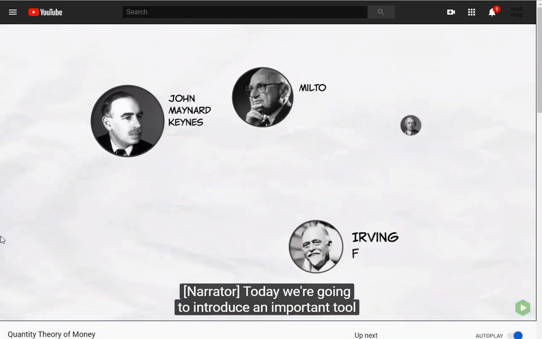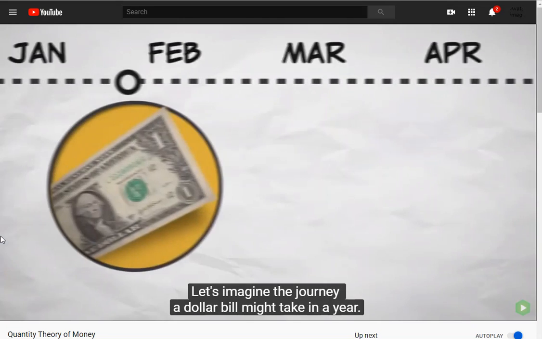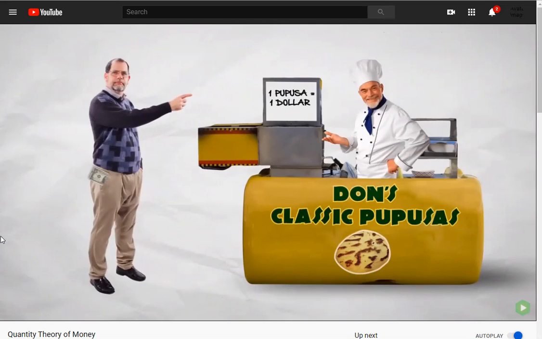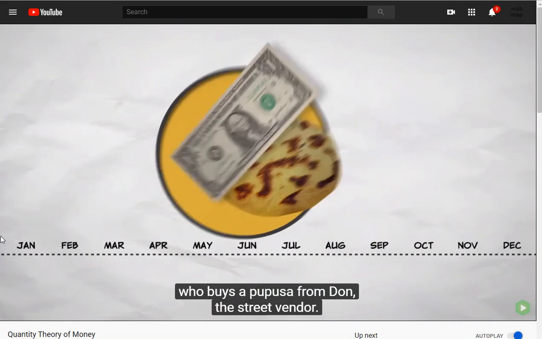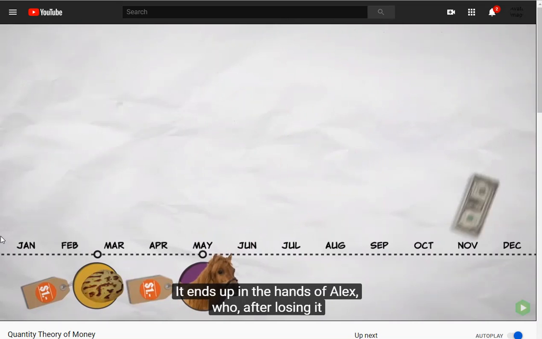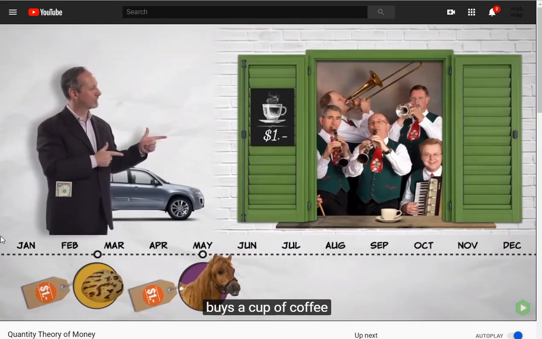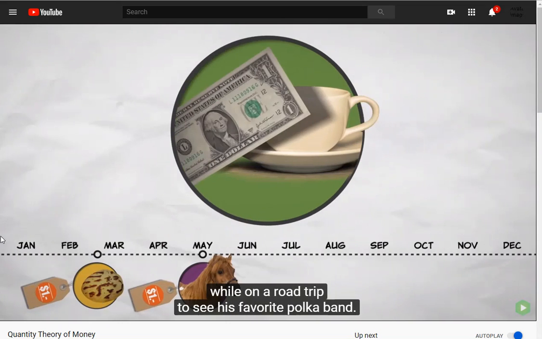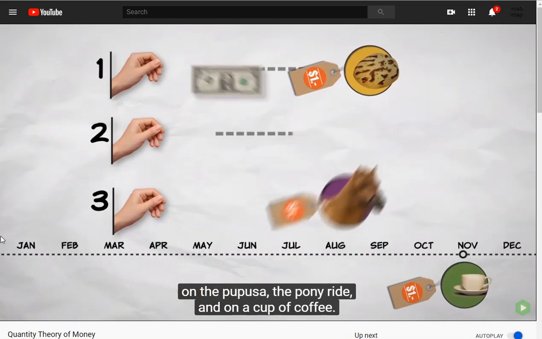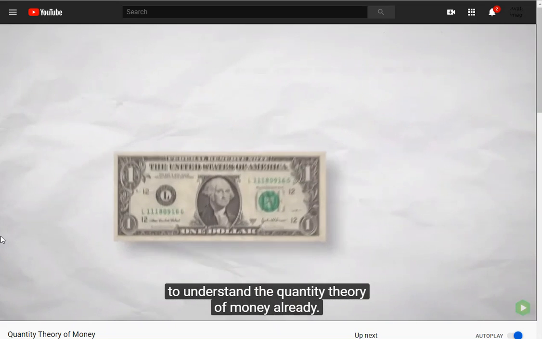Today we're going to introduce an important tool for thinking about issues in macroeconomics, the quantity theory of money. Let's imagine the journey a dollar bill might take in a year. Imagine that the dollar bill starts with Tyler, who buys a pupusa from Don, the street vendor. Don gives it to his daughter, who spends it on a pony ride at the fair. It ends up in the hands of Alex, who after losing it and then finding it in his couch cushions, buys a cup of coffee while on a road trip to see his favorite polka band. So in a year, this dollar has been spent 3 times on the pupusa, the pony ride, and on a cup of coffee. Okay, we've got the building blocks to understand the quantity theory of money already.